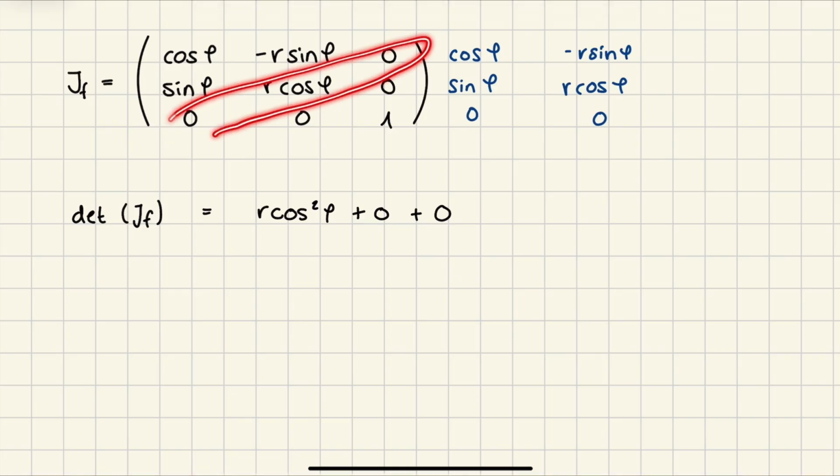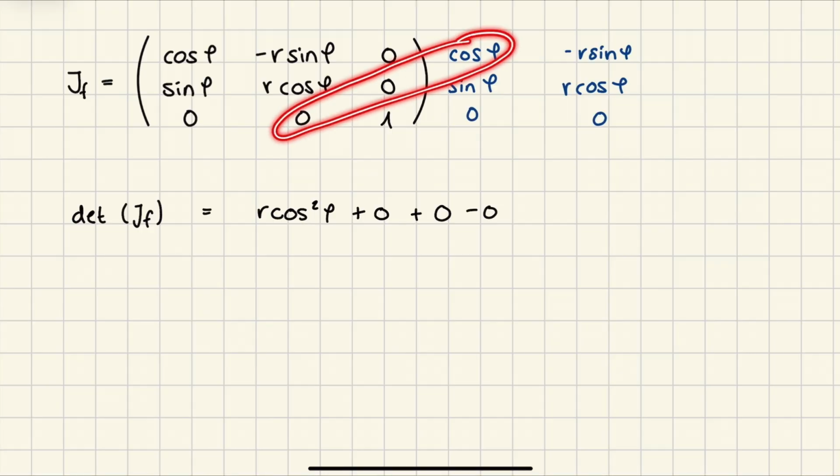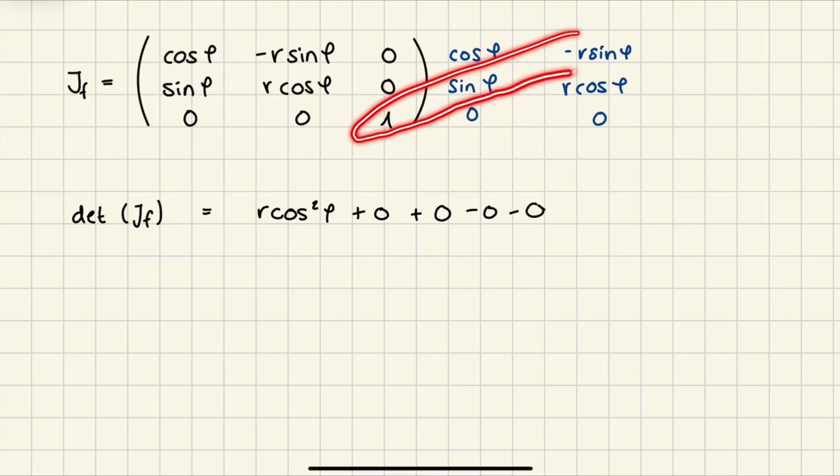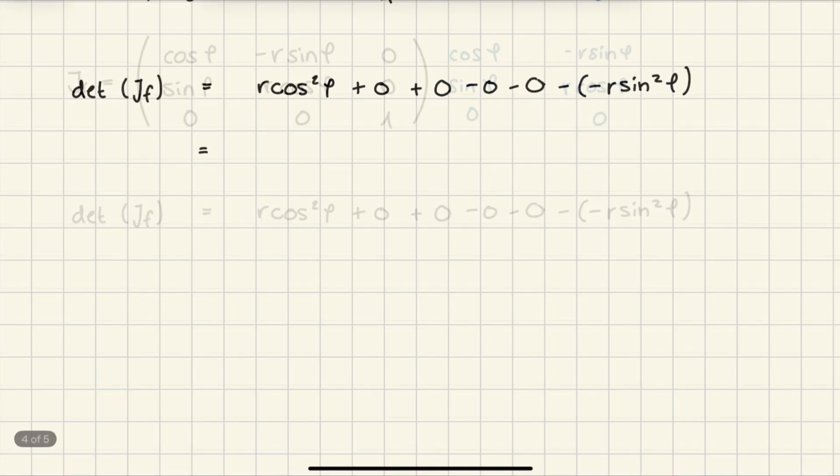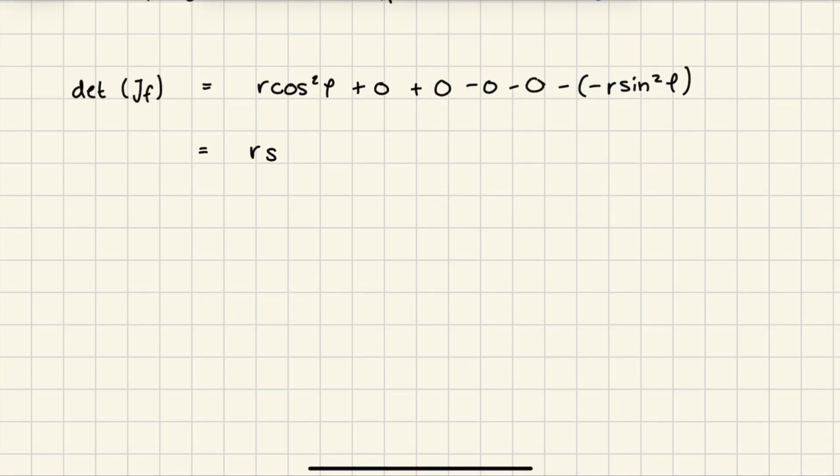The first diagonal in the other direction, we have 0 times r cosine phi times 0, so that's going to be 0 as well. For the second one, we have 0 times cosine phi, which is 0 as well. And for the last one, we have 1 times sine phi times minus r sine phi. We have to subtract that, so we have minus r sine squared of phi. Two negatives result in a positive, so we have r sine squared phi plus r cosine squared phi.